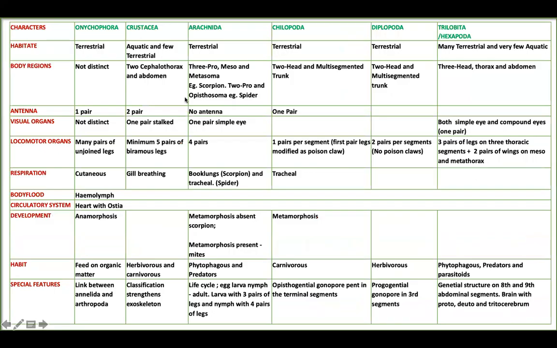So coming to the different characteristics, what characteristics are important with respect to the different classes like Onychophora, Crustacea, Arachnida, Chilopoda, Diplopoda, and Trilobita. So what are the important characteristics, like where they live, the habitat? Onychophora is terrestrial, Crustacea aquatic and few terrestrial, Arachnida terrestrial, Chilopoda terrestrial, Diplopoda terrestrial, and Trilobita many terrestrial and very few aquatic.